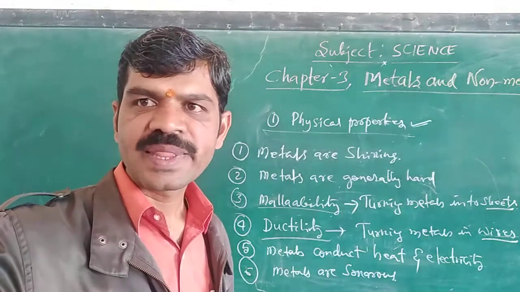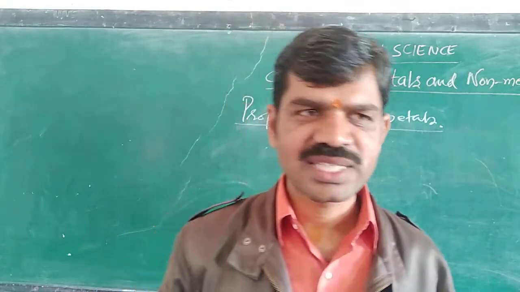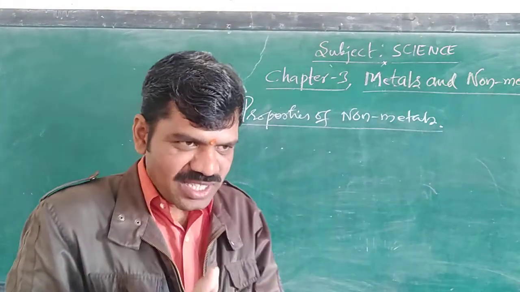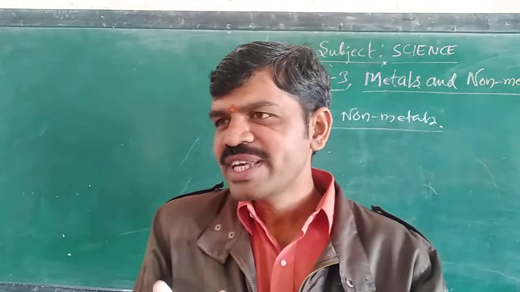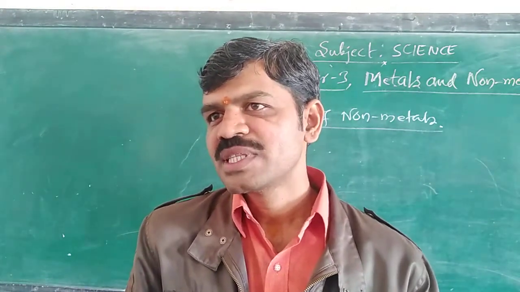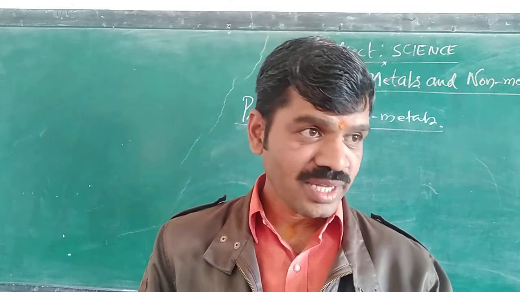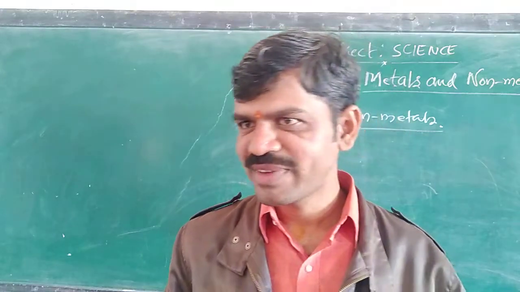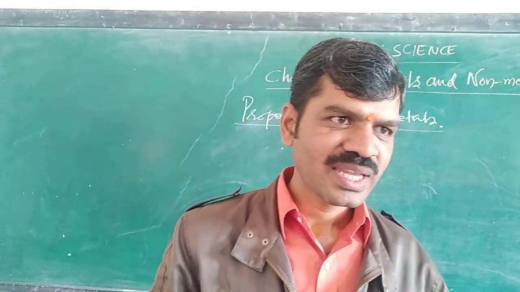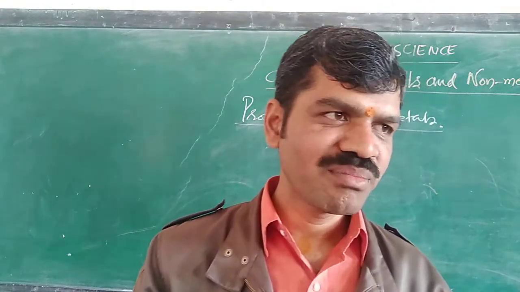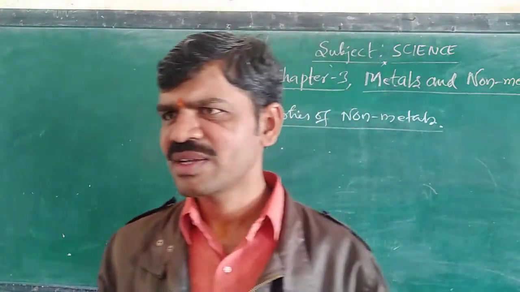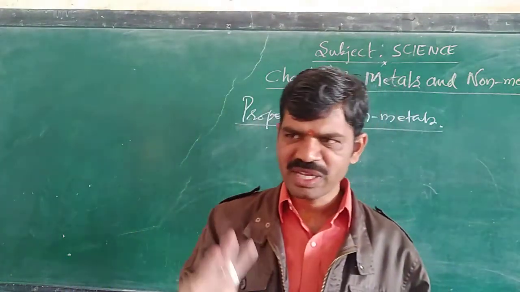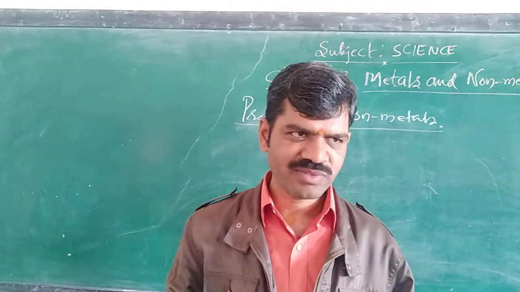Properties of non-metals. Yes, dear students, so far we have discussed the properties of metals. There were 7 properties, you know that, and we did not discuss examples of metals. I didn't write them over here because you know them very well. So examples are iron, copper, aluminium, gold, silver, magnesium. Very important metals you are familiar with.